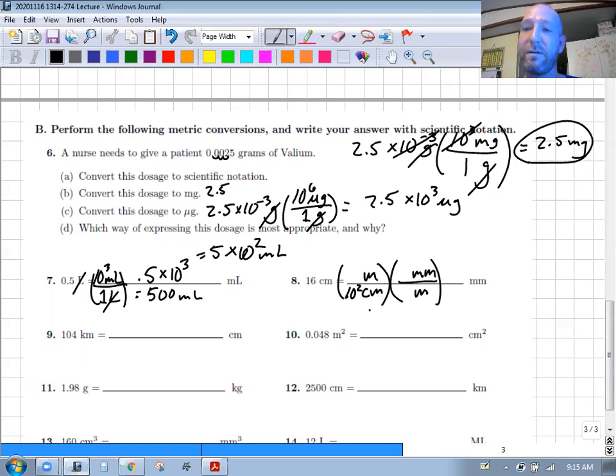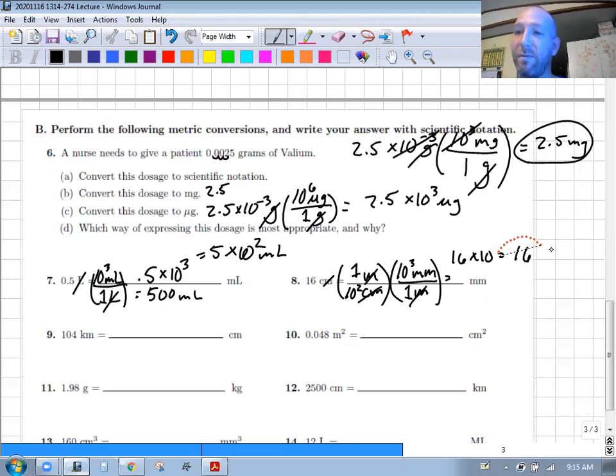There's 10 squared centimeters per meter, and there's 10 cubed millimeters per meter. So the centimeters cancel, the meters cancel. We're left with our millimeters. And we have 10 to the 3rd over 10 squared. That's just 10, right? So we have 16 times 10. But since it's only a 10, we may as well just write that as, I forgot my millimeters. This is just 160 millimeters.